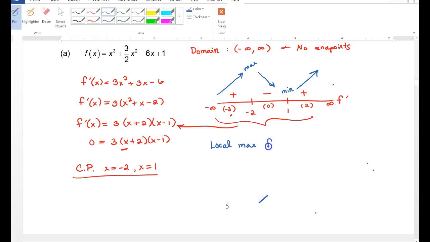is going to be f of -2. So you're going to plug -2 back into the original equation. That's why it has f, not f prime. And just to save time, you can plug it into your calculator and verify. We get 11. The local minimum is going to be f of 1. You plug 1 back into the original, and we get -5/2.